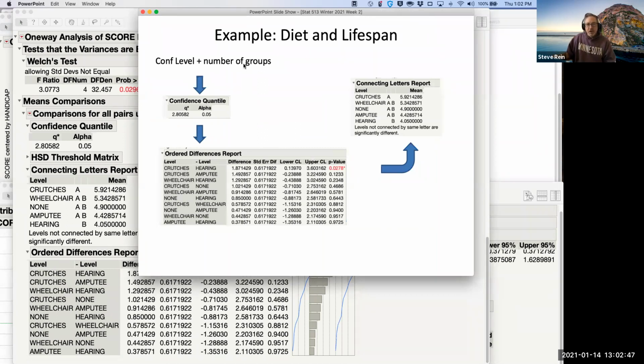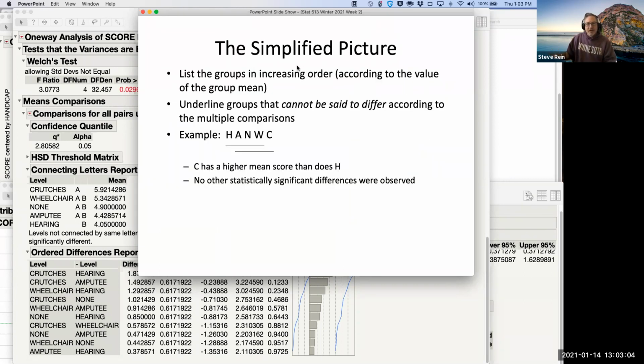So the number of groups that you're comparing plus the confidence level gives you your Q star, the ordered differences report pops out at you, and then you identify groups as not noticeably different versus clearly different. My approach is to say, just simplify the picture. This is a little bit more common than a connecting letters report. Just list them in order, lowest to highest: hearing loss, amputee, no apparent handicap, wheelchair, crutch. Put them in order from lowest to highest mean. Underline groups that are not noticeably different from each other. Hearing loss and wheelchair, no one in between is noticeably different. Amputee through crutch, none of them are noticeably different.